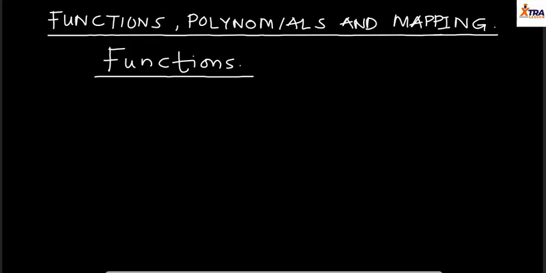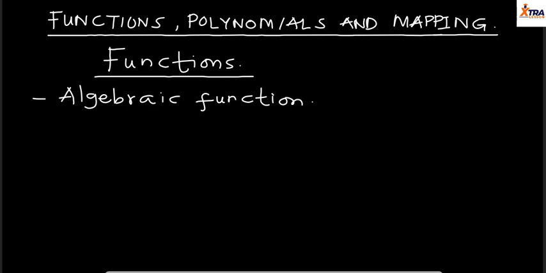Now let's look at the types of functions we have first of all. As we can see here, we have functions, polynomials, and mapping, under which we're taking functions. The first type is the algebraic function, which is most times referred to as polynomial. Examples of algebraic function include mathematical statements as such.